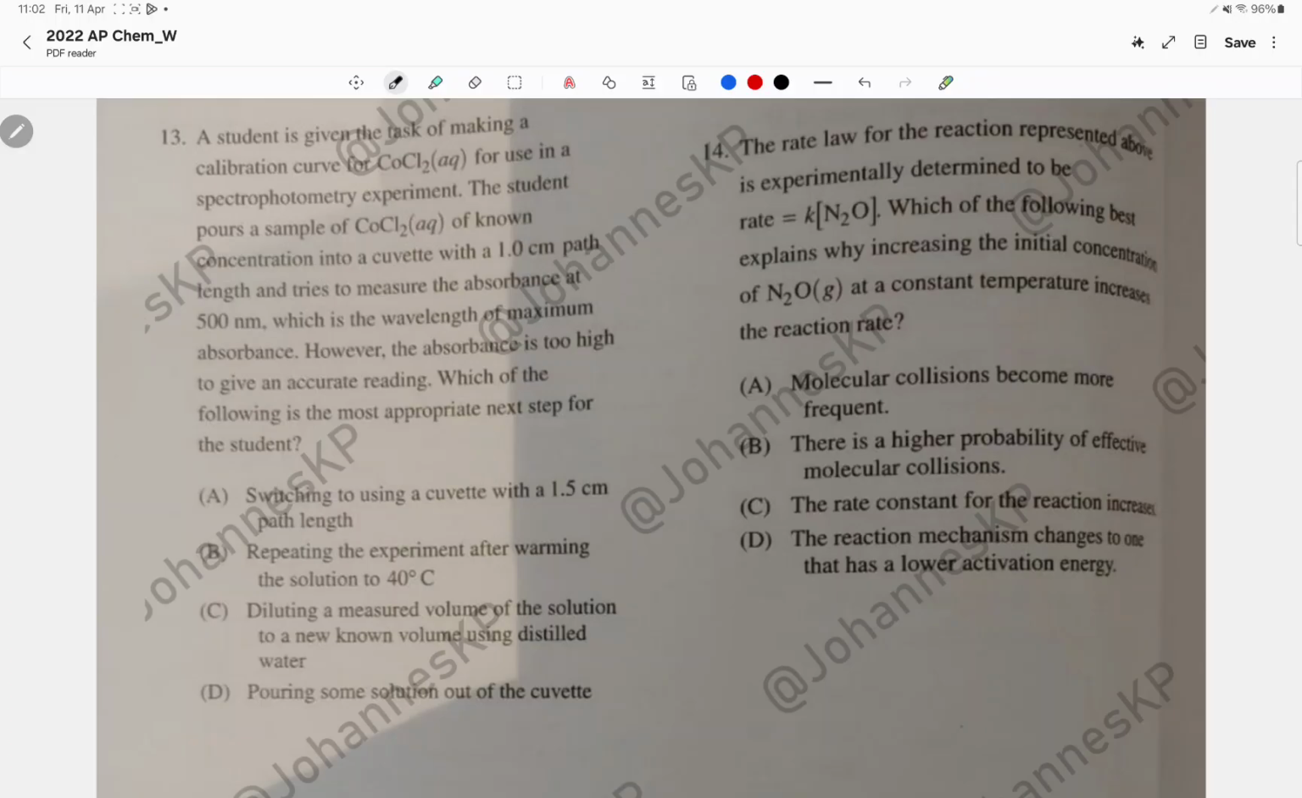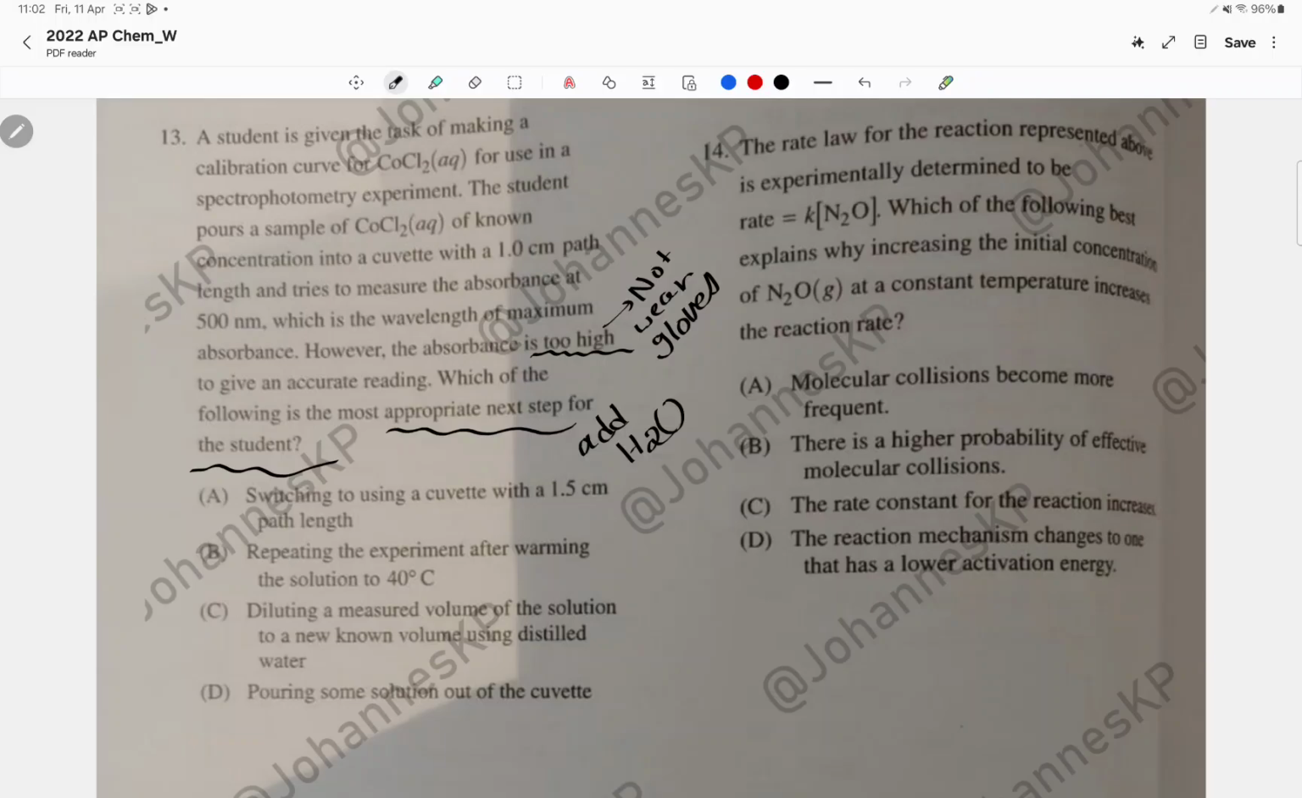Okay. The absorbance is too high. If the absorbance is too high, it's because we did not wear gloves. Now, to fix the situation, if the absorbance is too high, how would you make it less? You simply have to add some water.